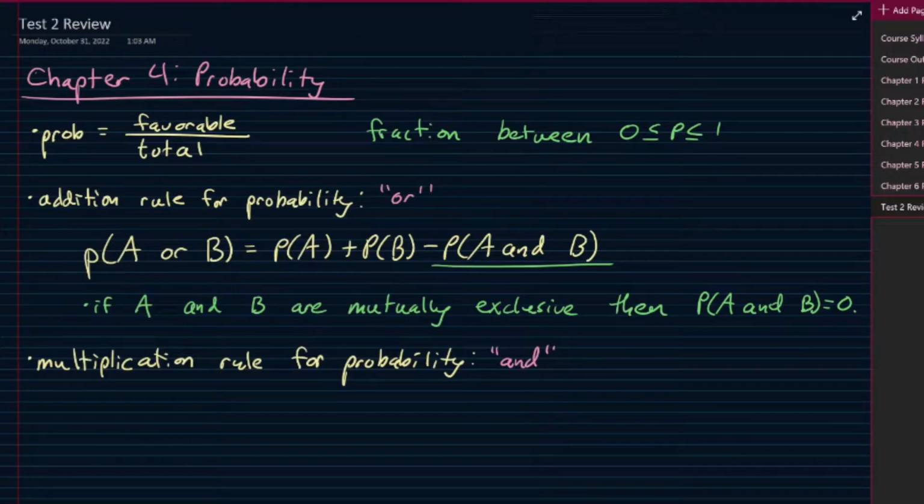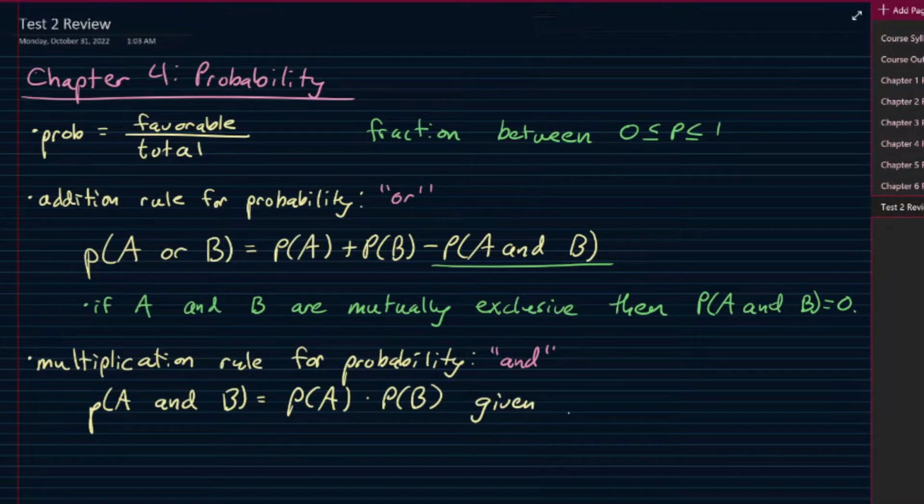So the probability of A and B is equal to P of A times P of B, given A and B are independent. When they're dependent on each other, or when one depends on the other, we use what's called the conditional probability formula. But if they're independent, then our formula would be this right here.